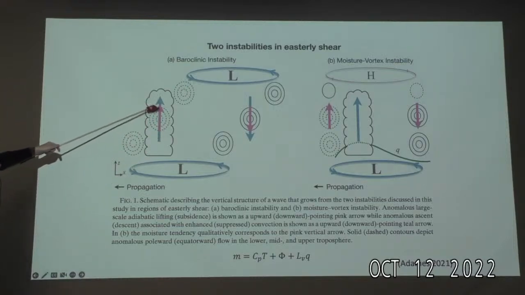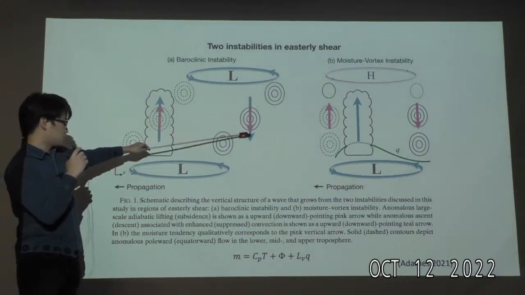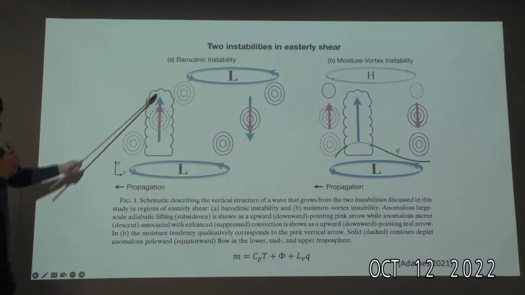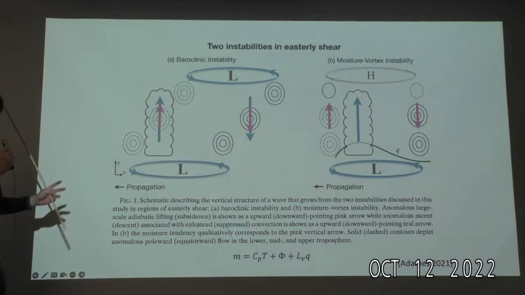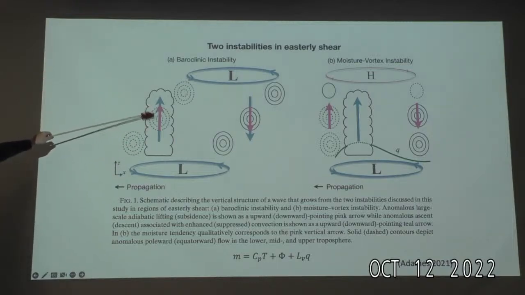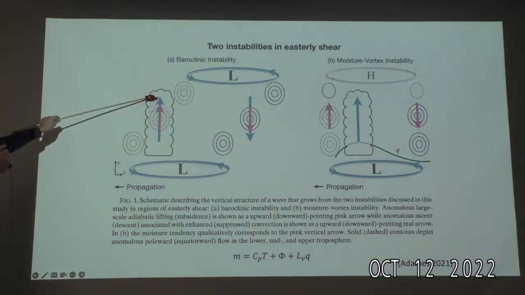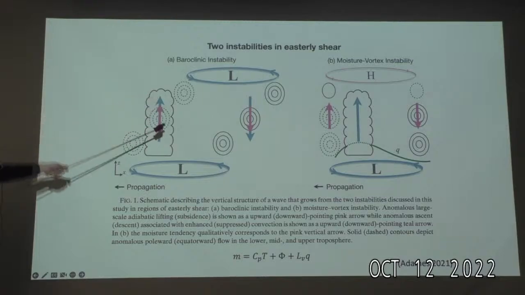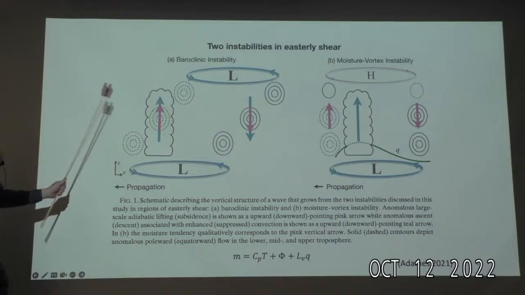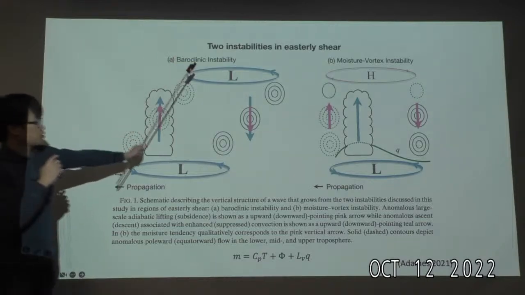And these pink arrows represent the adiabatic lifting, and this is the adiabatic subsidence. And the teal arrow, the bluish arrow, represents the enhanced convection. So you can see that the adiabatic lifting is in phase with this enhanced convection in the baroclinic instability. And of course, the major feature of baroclinic instability is this tilt.